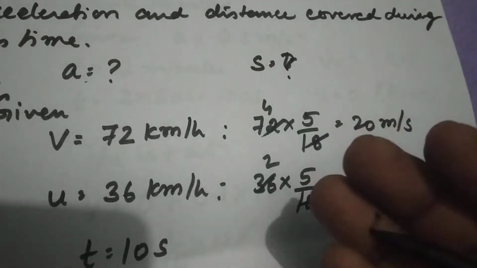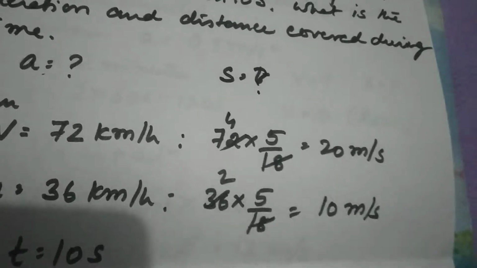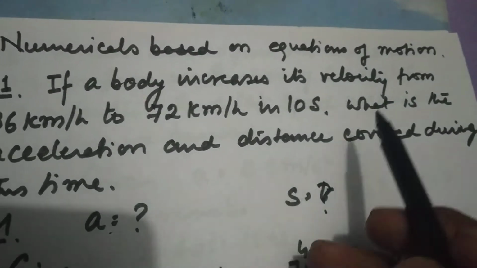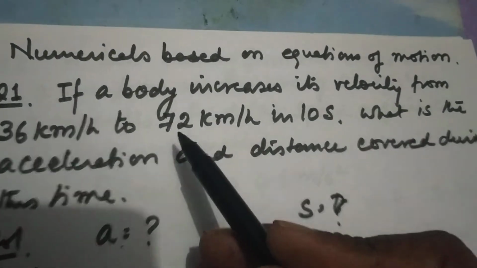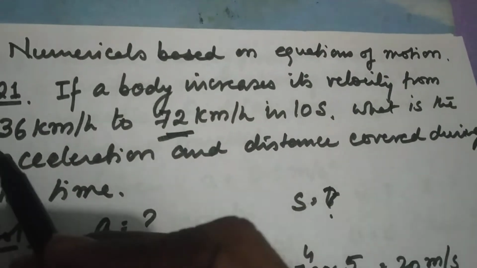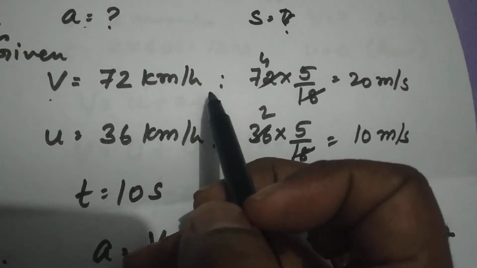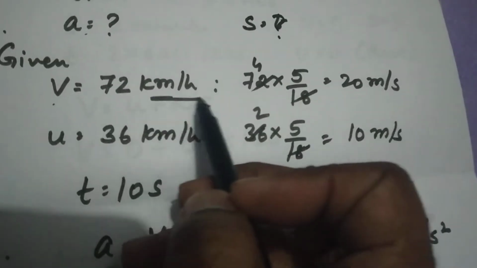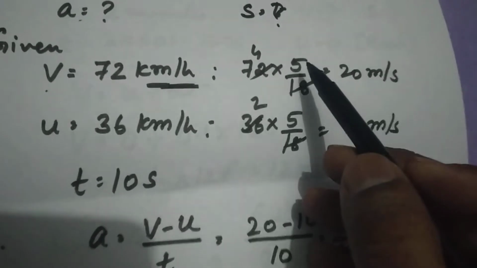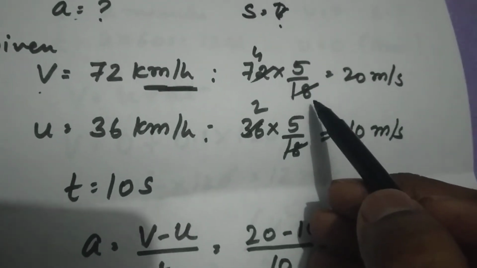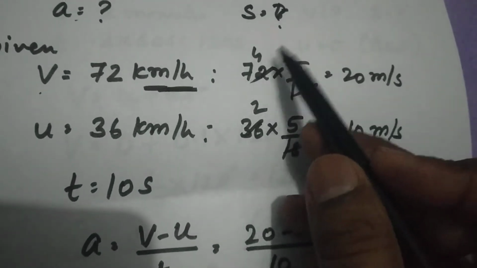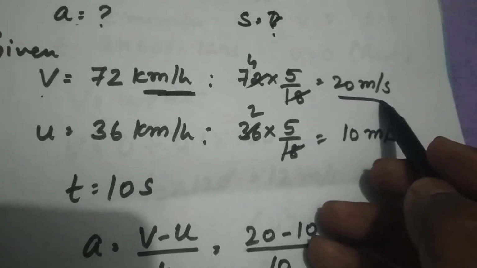Body increases its speed from 36 to 72. Please understand the question. Velocity from 36 to 72, so this is the final velocity and this is the initial velocity. So you write v is equal to 72 km per hour, and as I told, kilometer per hour cannot be taken in the numerical. So we have to multiply by 5 upon 18. If you simplify it, you get 20 meter per second.